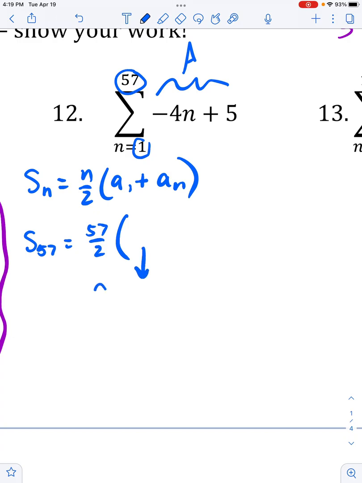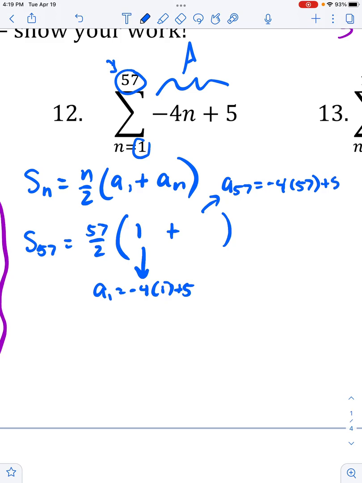To find my a1 value, I go to the formula and I plug in 1, which is 1. Then to find my last value, I'm looking for my 57th because that's the top or stop number, and I would simply plug in a 57. And so I did that earlier and got -233. Then I'm putting that entire thing into my calculator. I'm doing 1 plus -223. Oops, that should be a 2.